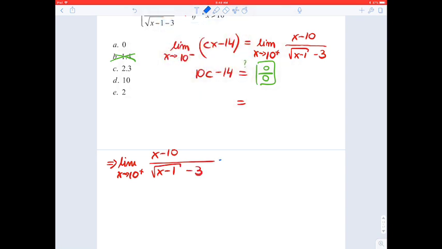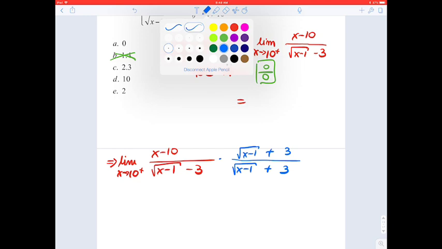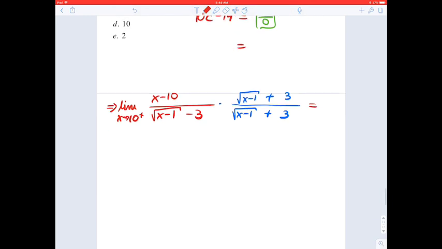Simplifying the radical expression, I am multiplying and dividing by the conjugate. Copy the first quantity, conjugate of the root expression. Copy the second quantity. If that was negative, this must be positive. Okay, and let's multiply.